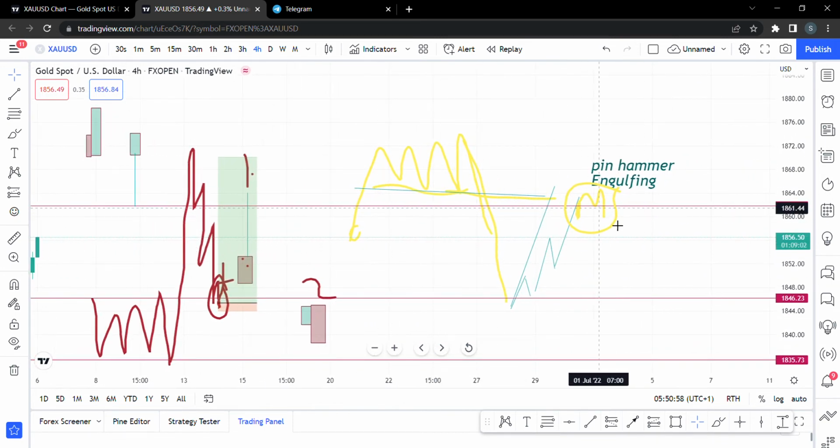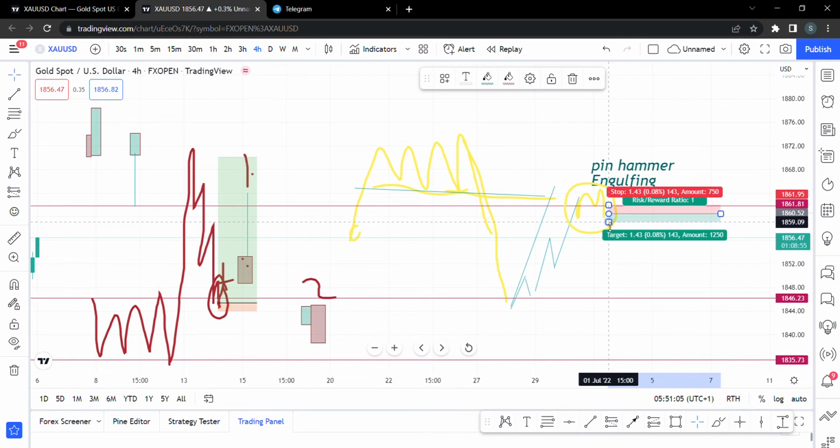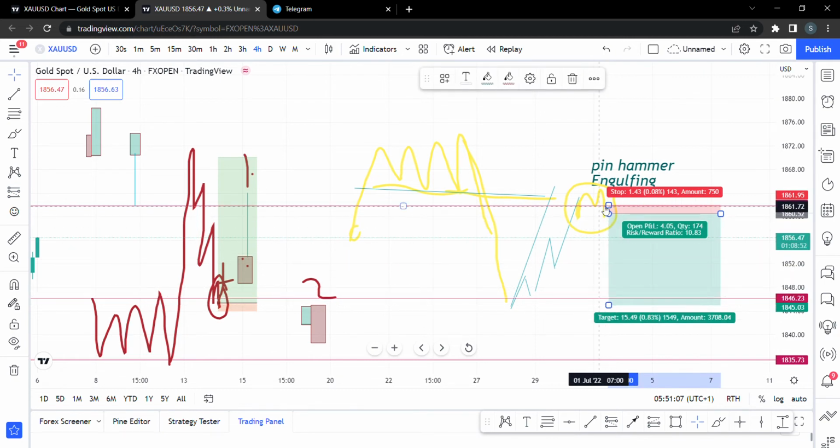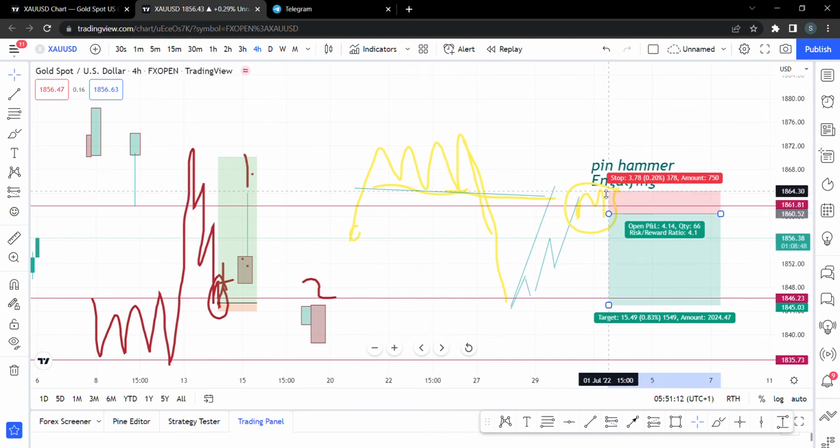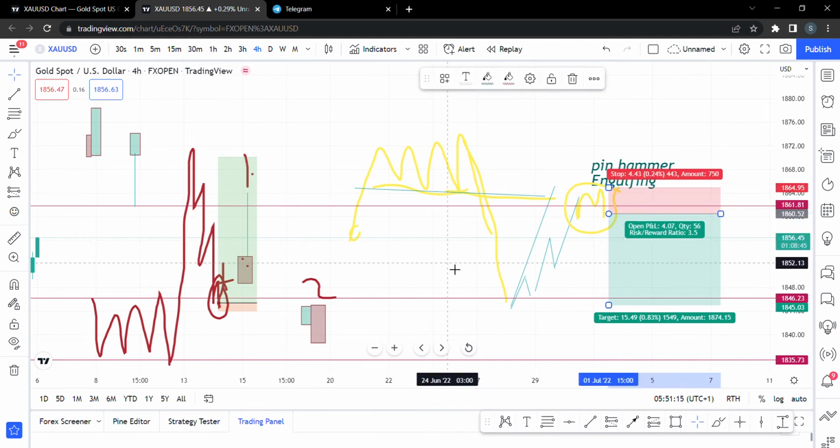Same thing applies for the sell scenario. Your stop loss would be here, your entry will be here, minimum targets will be here, and stop loss will just be above the M formation, and that is it. So you get lots of 1:4, 1:3, 1:5 trades, 5 hour, 6 hour, 4 hour. Any pair works.